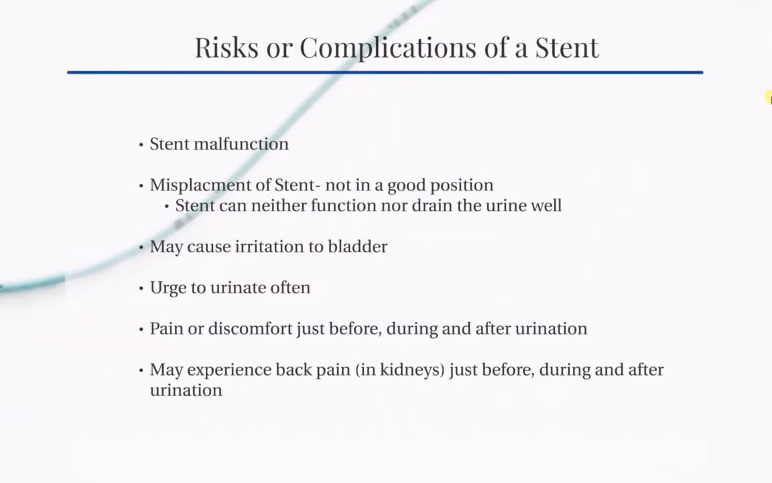The risks or complications of a ureteral stent. Some of the risks or complications of having a stent may include the stent malfunctioning, the misplacement of the stent, meaning not in a good position. In this case, the stent can neither function nor drain the urine well. The stent may cause irritation to the bladder, and the patient may have the urge to urinate often. It may also cause pain or discomfort during and shortly after urination. Furthermore, the stent may cause pain in the back or in the kidneys just before, during, and after urination.